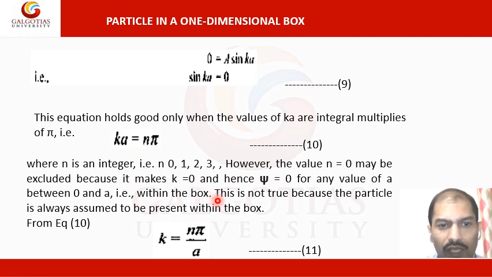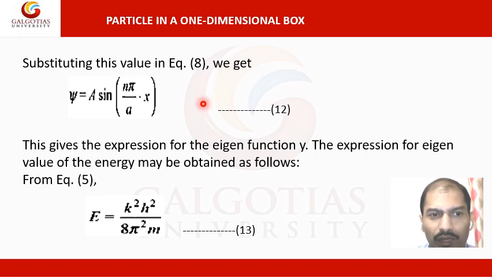So psi equal to 0 for any value between 0 and a within the box is not true, because the particle is always assumed to be present within the box. So k can be seen from this equation as n pi upon a. This value of k can be put into equation number 8, so you will get psi equal to a sin n pi upon a into x. This gives the expression for the eigenfunction psi.